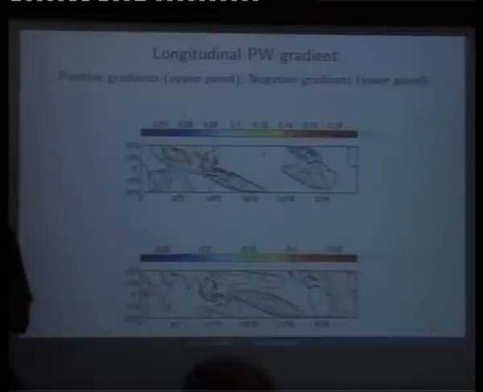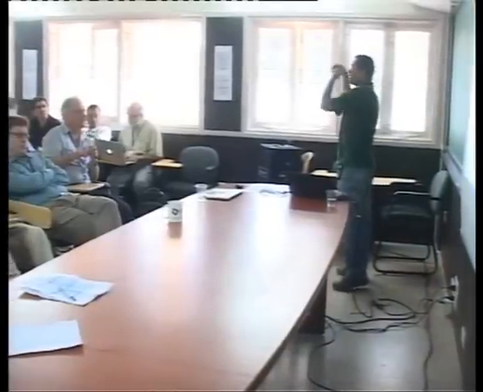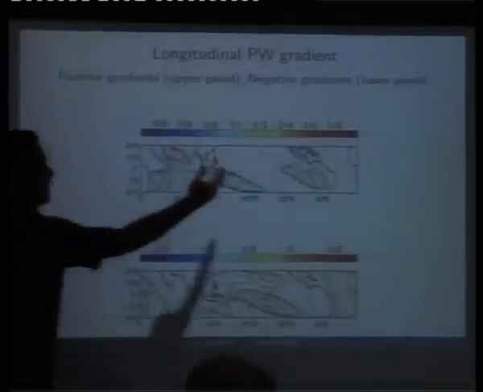Now, from east to west. Quite clearly, if you have one envelope, one side of it is going to have the negative gradients, and one side is going to have the positive gradients. That's exactly what is seen over here.